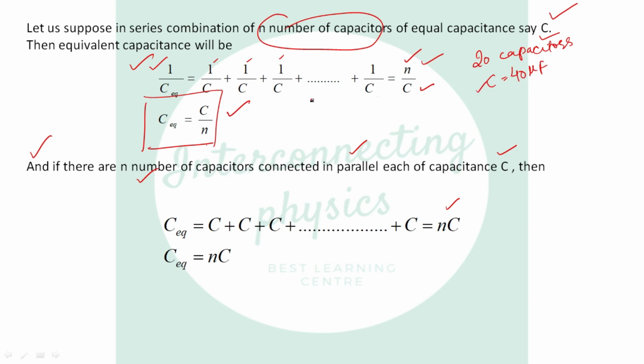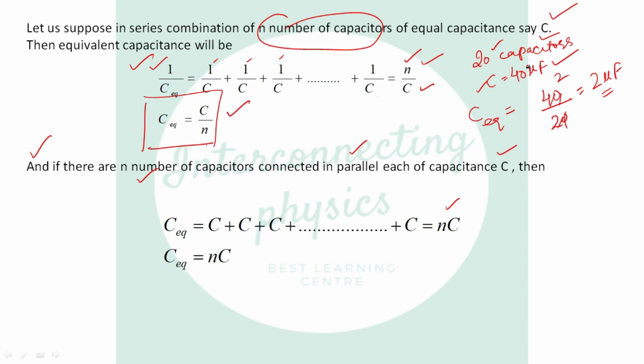If they are connected in series, then what will be the equivalent capacitance? It is C divided by n. What is C? It is 40 microfarad and number of capacitors are 20. So, answer is 2 microfarad. Equivalent capacitance will be 2 microfarad. It means it is less than the individual capacitance.